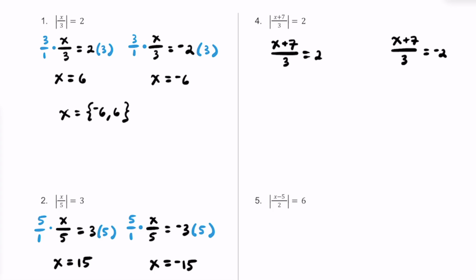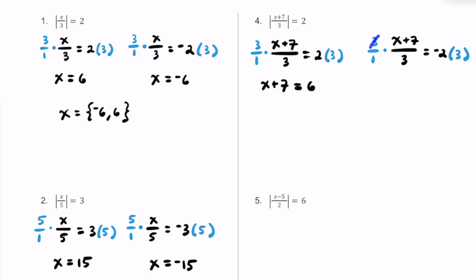So let's go ahead and undo this dividing by 3. The inverse is going to be multiplying by 3. So let's do that on both sides of the equation, and let's do that for both of these equations as well. All right, so for the equation on the left, these 3's are going to cross cancel. So we're just going to be left with this x plus 7. And then this 2 times 3 on the right side is going to equal 6.